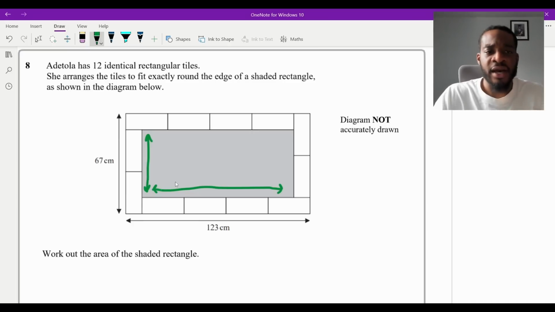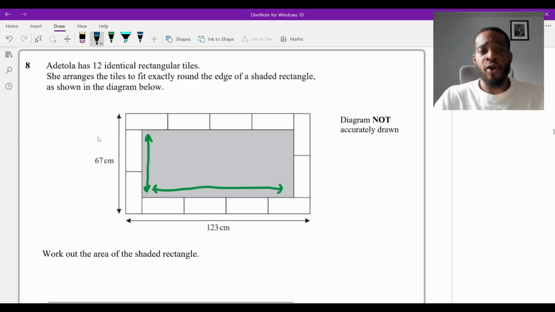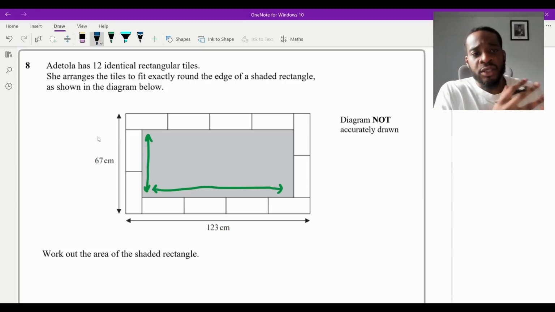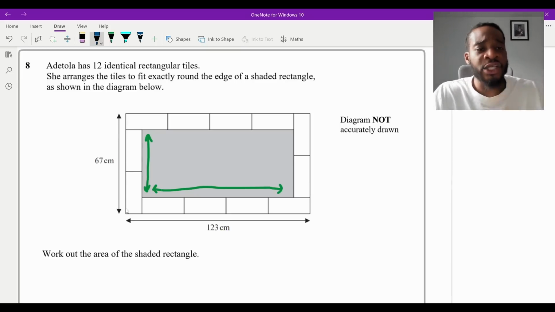Now, how do I go about doing that? Well, think about what they've given you. It's always going to be in the question. You've got a larger rectangle where the base is 123 centimeters and the height is 67 centimeters. And these smaller rectangles, there are 12 of them, fit exactly around it. So if I could figure out the dimensions of these smaller rectangles, that would allow me to calculate the area of the shaded rectangle. You're going to see what I mean in a second.